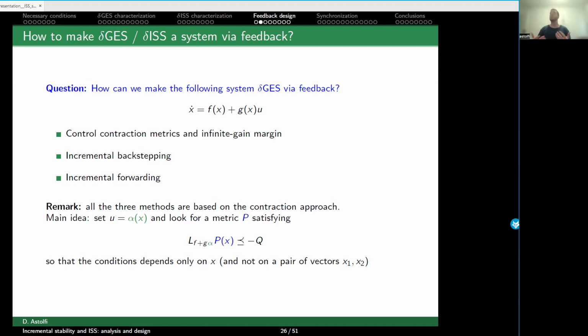While if we try to construct a feedback from an incremental Lyapunov function, for instance, then we will have to deal with the difference between two inputs. And it is not clear how to design a feedback law in this case, contrary to what we typically do in classical control Lyapunov function approaches.